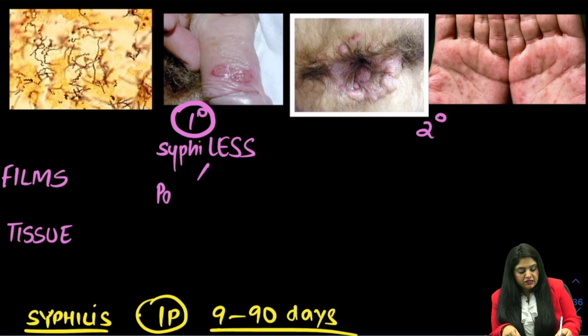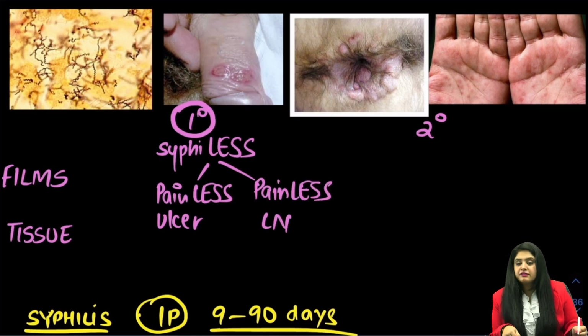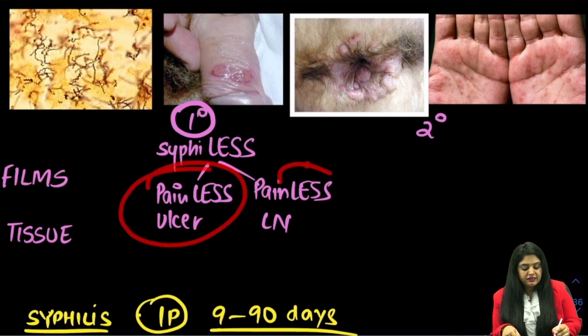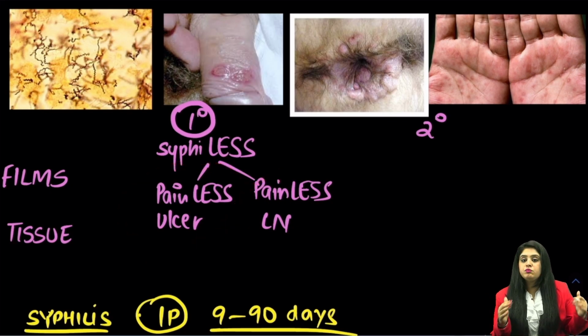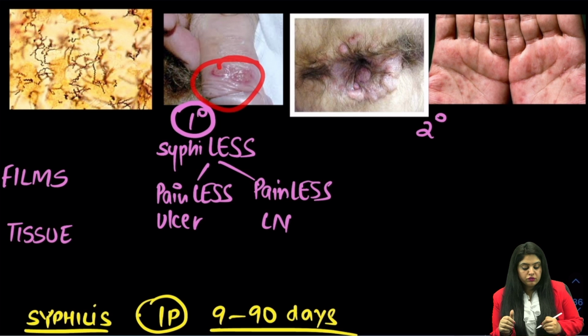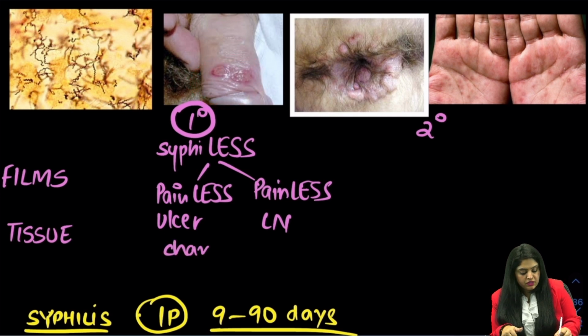If they ask you what is the situation of the ulcer, you will say it is a painless ulcer. And if they ask you what is the situation of the lymph node, you will say it is a painless lymph node. So it's simple, you have a painless situation. In syphilis, everything is painless. The ulcer you see over here is called a chancre.